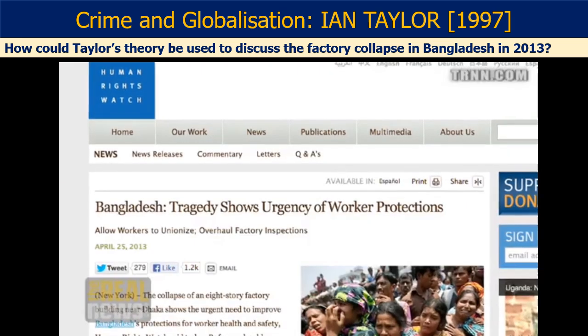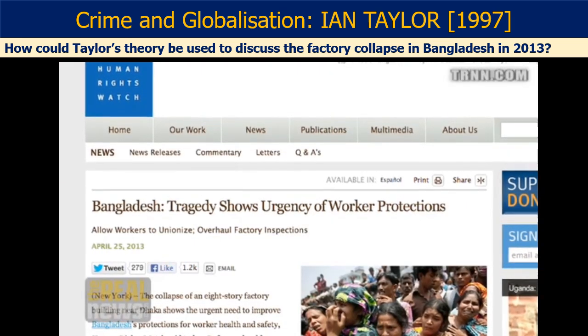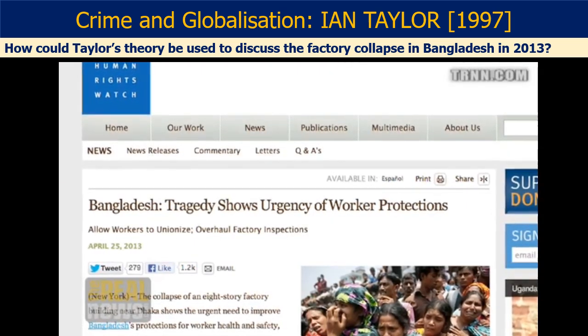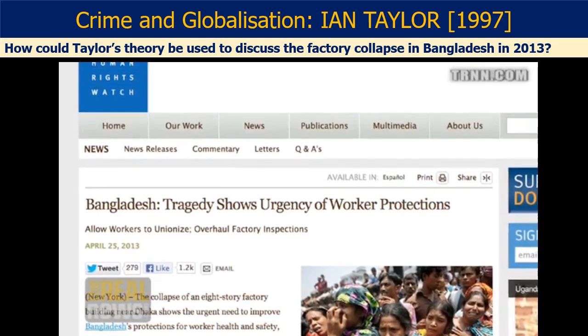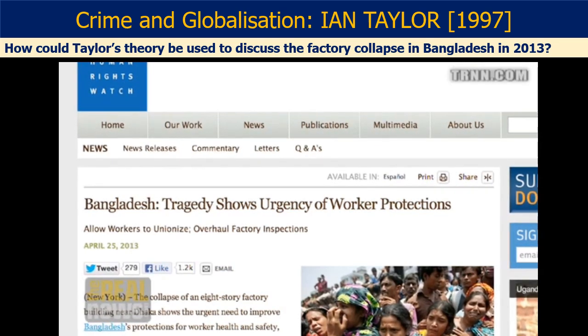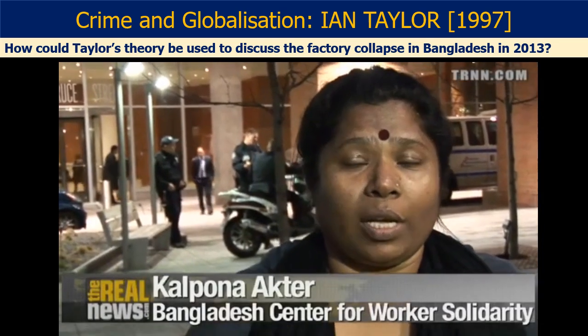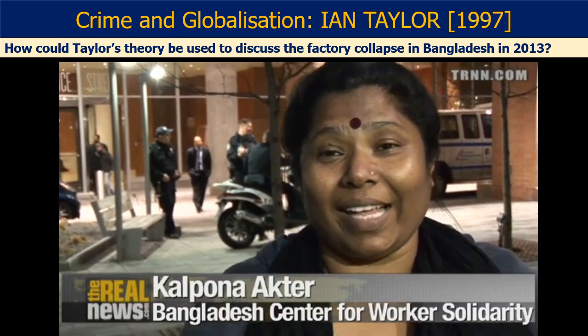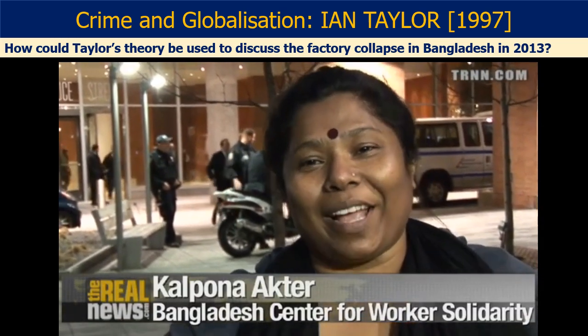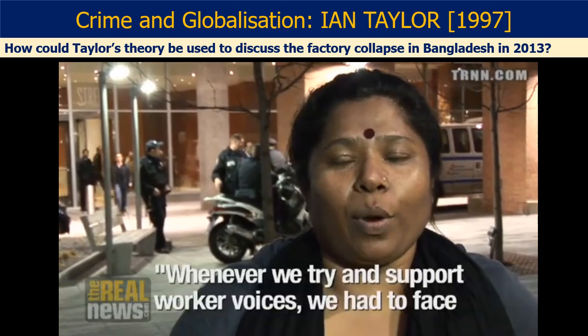When citing the importance of Western companies and activists pushing for safer working conditions in Bangladesh, advocates highlight the threats, intimidation, corrupt judicial system, and physical harm workers and organizers face in Bangladesh. Kalpana Akhtar shared her own story.